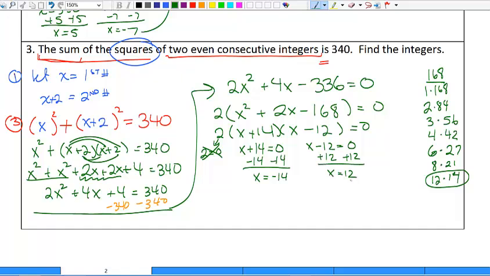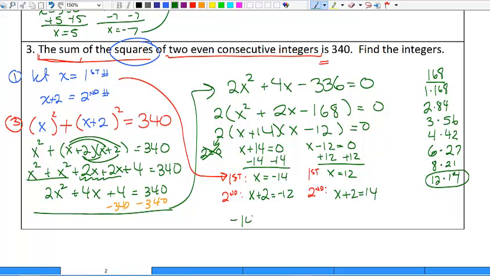So I have two answers here. Now, are these consecutive even? No, they're not, but that's okay because I didn't solve for the consecutive even. I solved for x, and x is merely the first number. So if my first number is negative 14, the next one after that would just be 2 more than it, which is negative 12 as my second number. Well, what if my first number was x equals positive 12? Well, then 2 more after that would be 14. So I have negative 14 and negative 12, or I have 12 and 14.